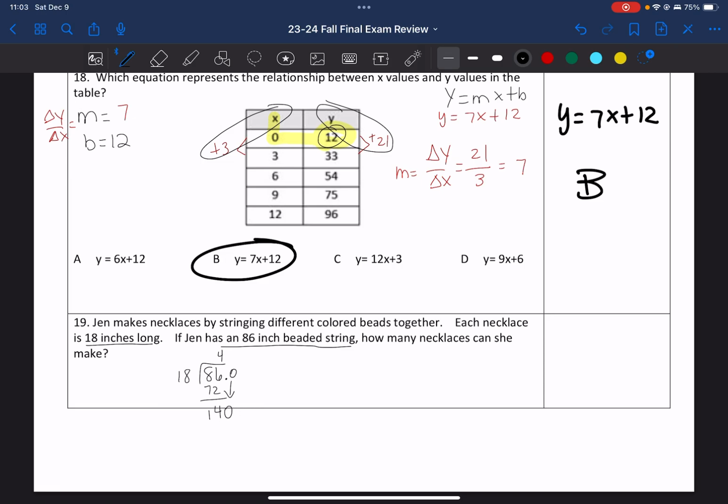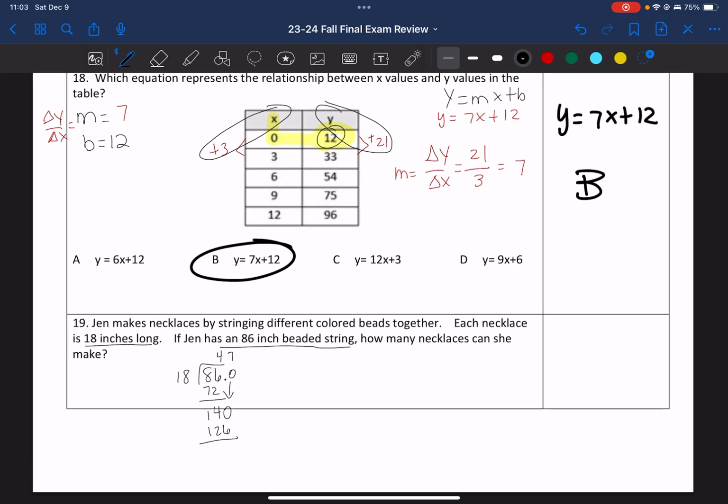Now 18 can go into 140 maybe 7 times. It gives me 126. Let's try 8. That would be 144. That's too big. So 7 would be the better choice. Here, let's subtract 140 minus 126.